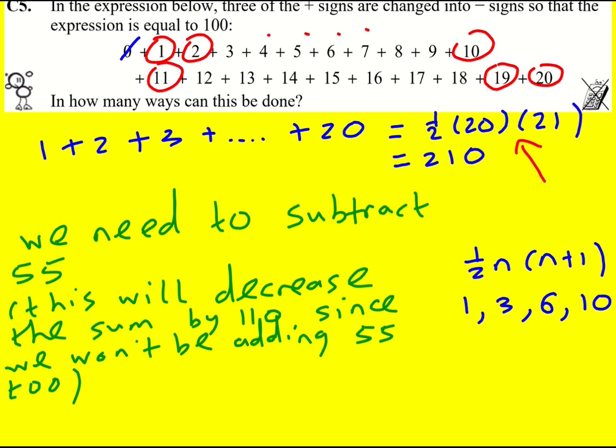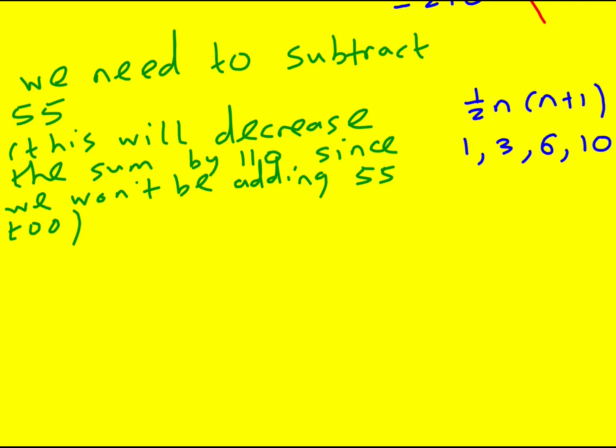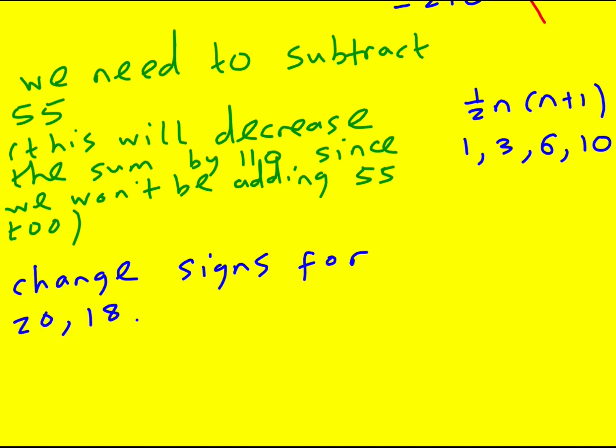So work systematically through these numbers now. 55 is quite a big number. So what if we change the signs for the largest ones, 20, 18, and 17? Then this would be, sorry, what am I doing? 20, 19, and 18. I just gave you one of the solutions there. 20, 19, and 18 would be 57. So actually it's too big.